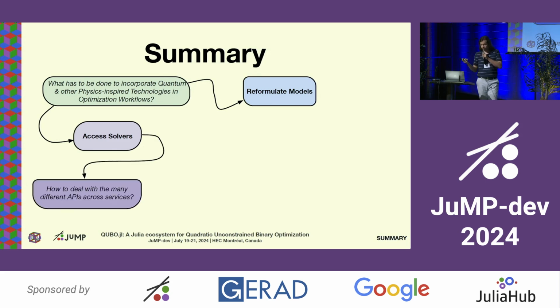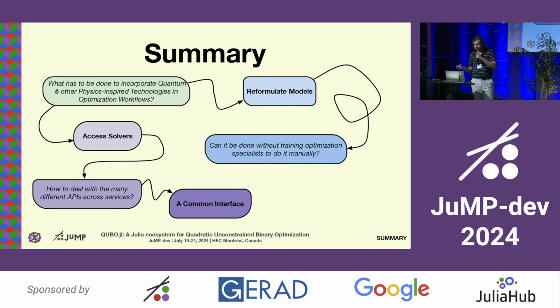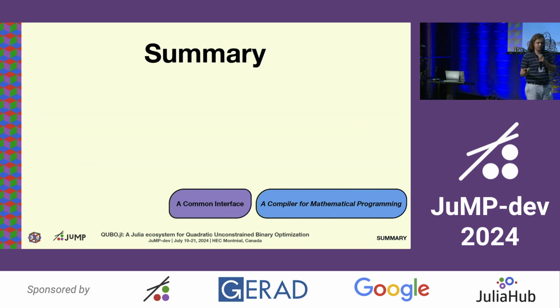To access the solvers, the question is how to deal with so many different ways across all devices, so as to have a common interface for them. On the other side, to reformulate models, we want to do this without having to train people to do it. So we want to do these things automatically. And this brings us to develop a compiler for mathematical programming. So these were the two main tasks we had when we started working on this project.